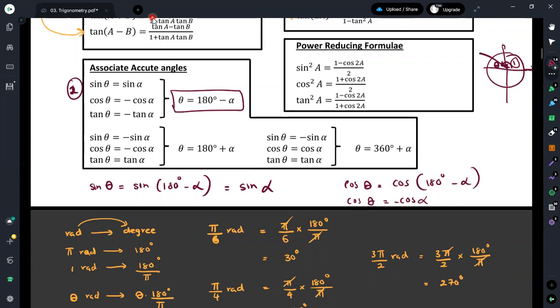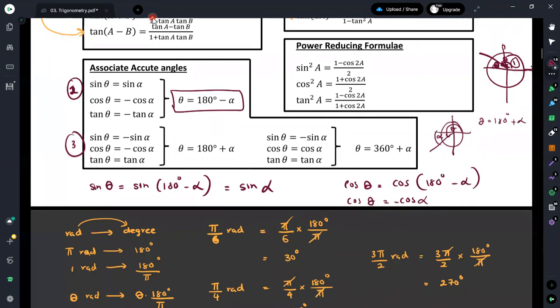And if you come to the third quadrant, you get the angles in this form. If this is your theta angle, then theta is equal to 180 degrees plus alpha. This is the associate acute angle we are considering.